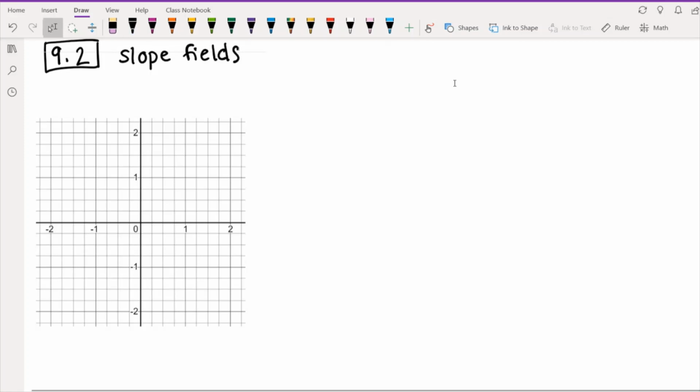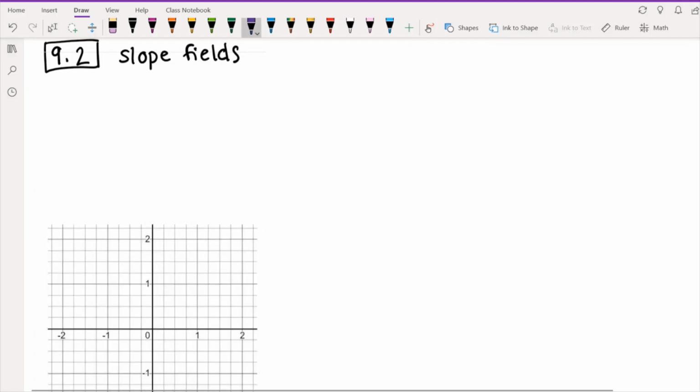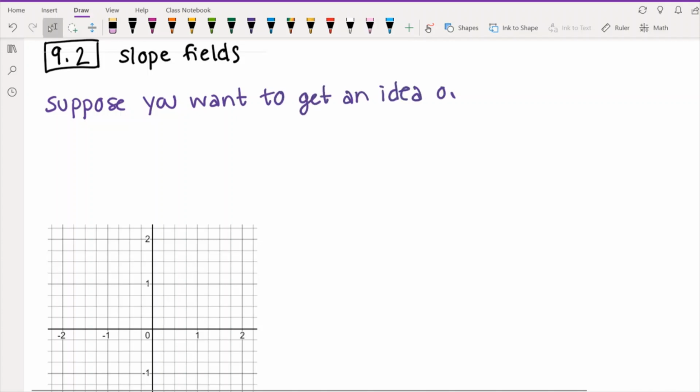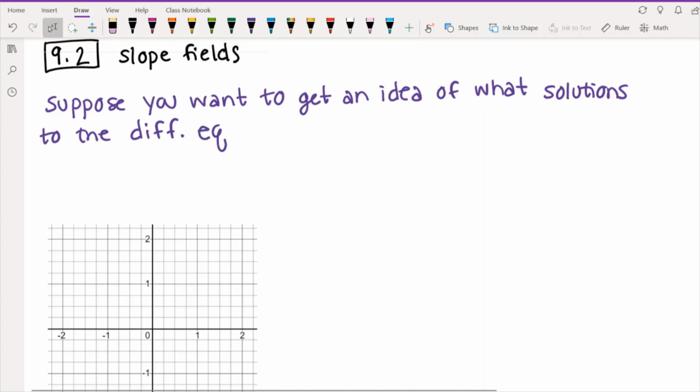So the idea behind a slope field is, let's say that you don't know how to actually solve a differential equation. So I'm going to write an example of one down here. So suppose you want to get an idea of what solutions to the differential equation look like. The differential equation we're going to look at here is y prime is equal to x plus y.